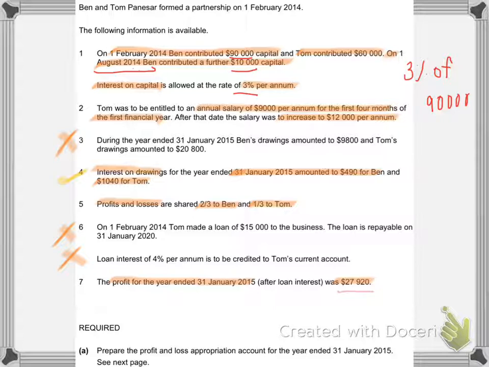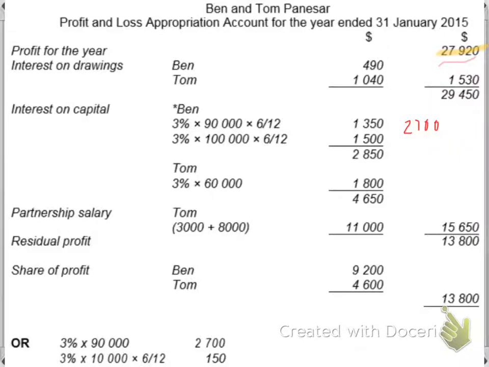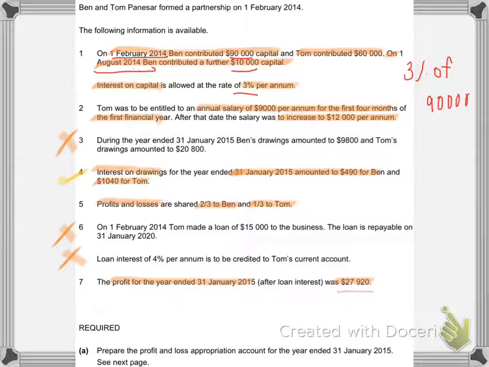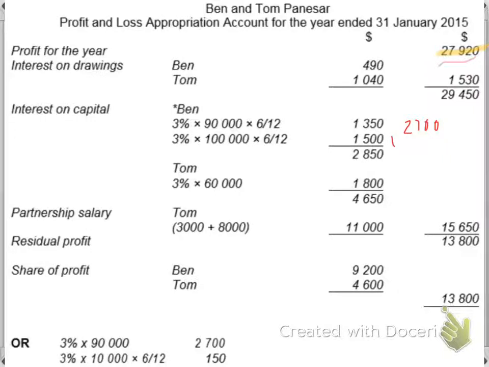But you need to remember the dates. Here it's August 2014, and there it is February 2014. From February to August there are 6 months. So you can do 3% of 10,000 into 6 by 12, because we found 6 months and there are 12 months in a year. When we do that, the additional capital interest is equal to 150, so we can record 150 over here.